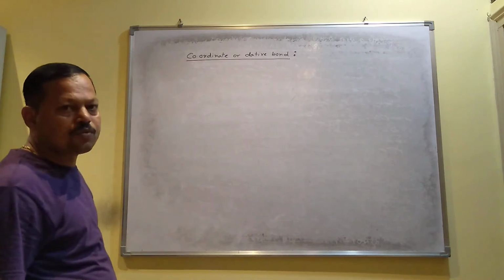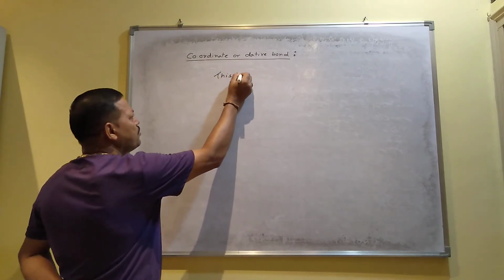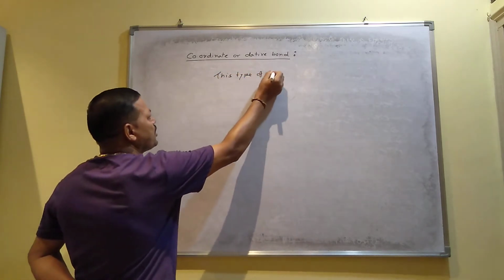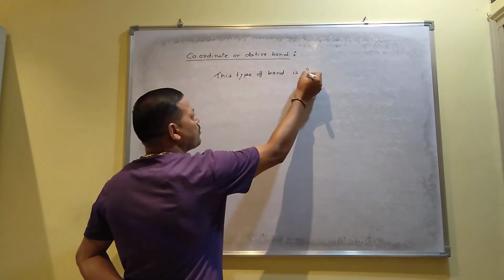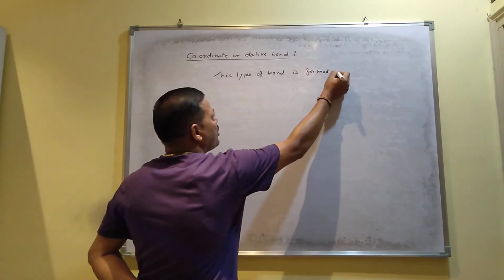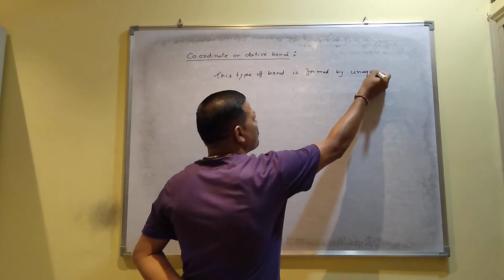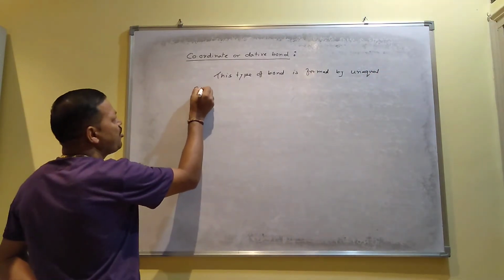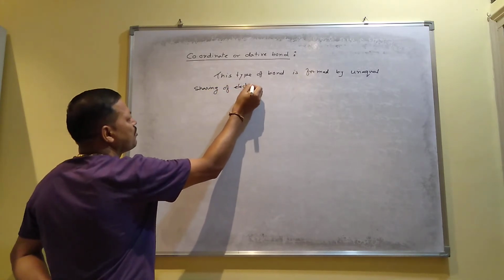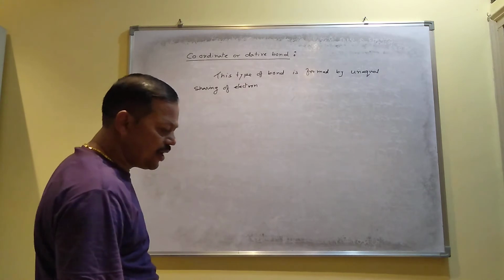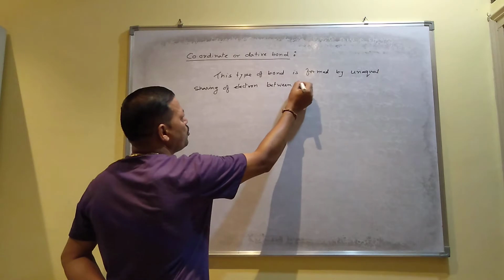So what is this bond? This type of bond is formed by unequal sharing of electron between two atoms.